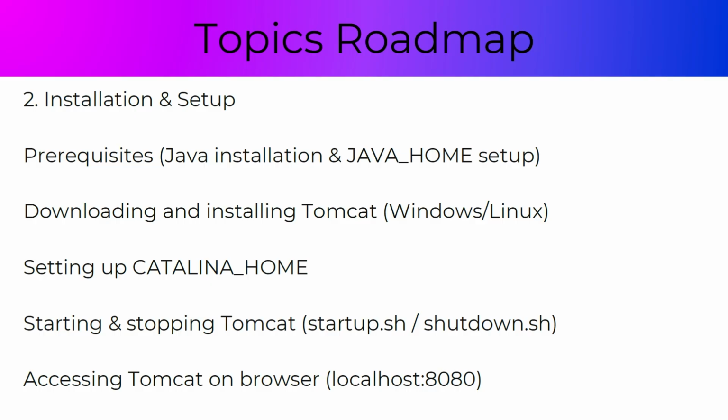Second, installation and setup: prerequisites, Java installation and JAVA_HOME setup, downloading and installing Tomcat on Windows or Linux, setting up CATALINA_HOME, starting and stopping Tomcat, startup.sh, shutdown.sh, accessing Tomcat on browser, localhost 8080.